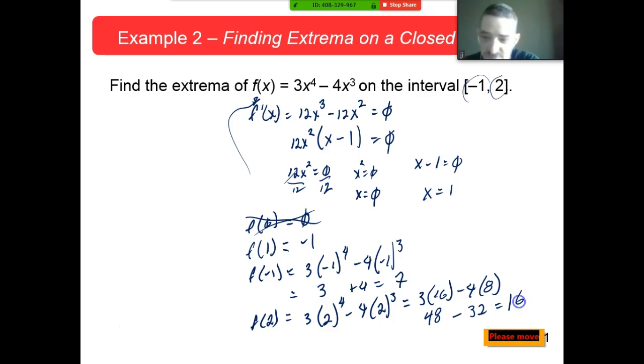And that's equal to? 16. Ding, ding, ding. We have another winner. 16 wins as the maximum, and -1 stays as the minimum. You see how that works? Does it make sense? Yes.